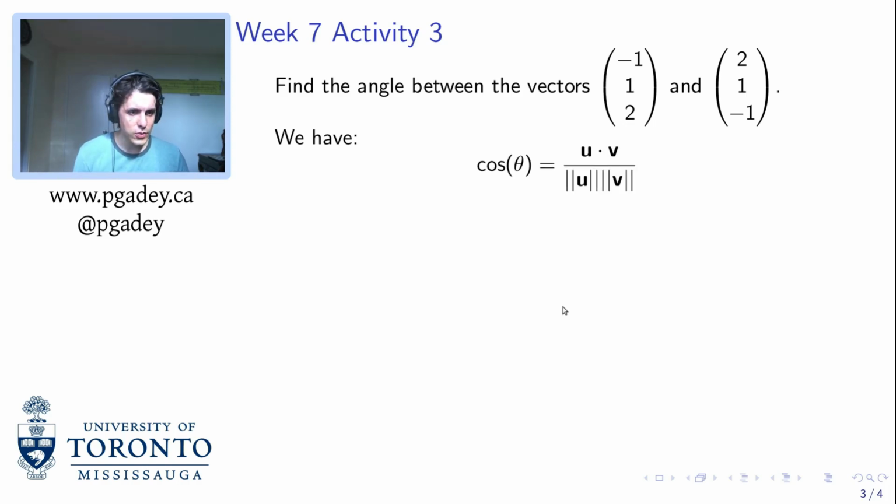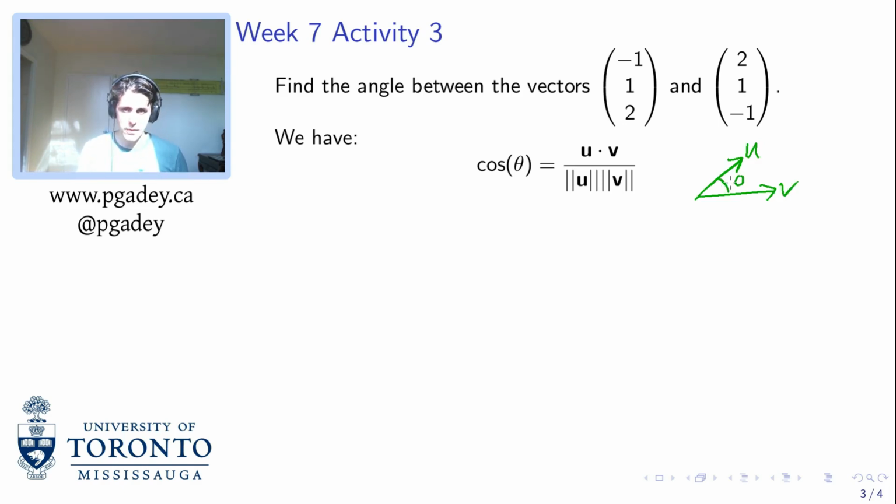So to get a sense for what that looks like, we've got a vector here, u, a vector v here, and this is the angle we're calculating. The angle in between those two vectors. Okay, so this formula applies in any dimension, 2, 3, 100, it's a perfectly general fact.